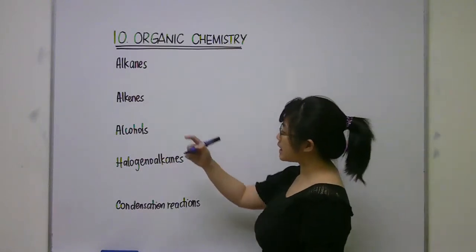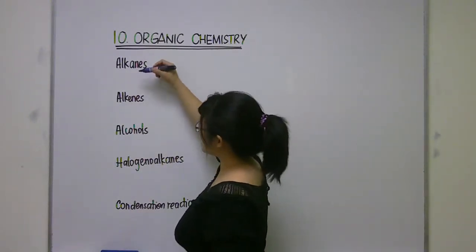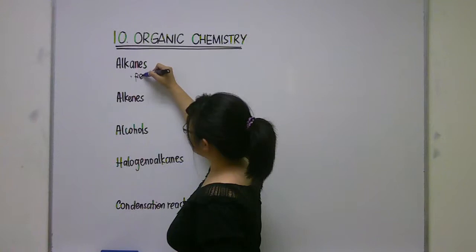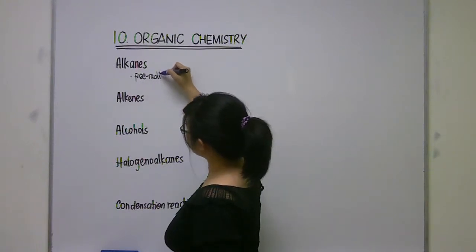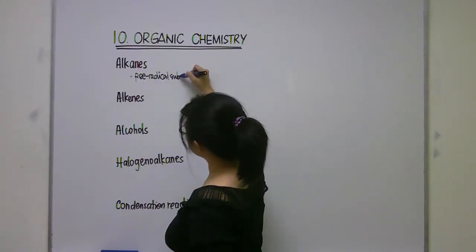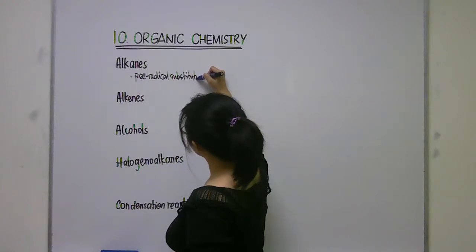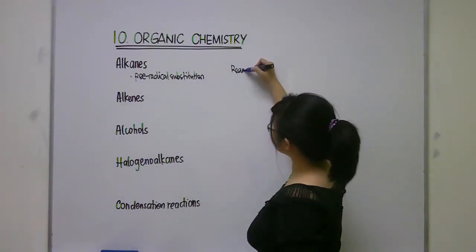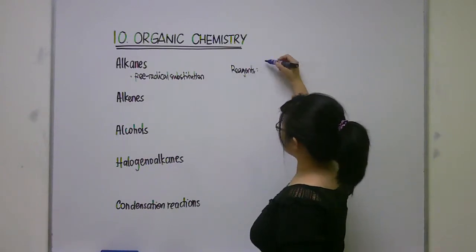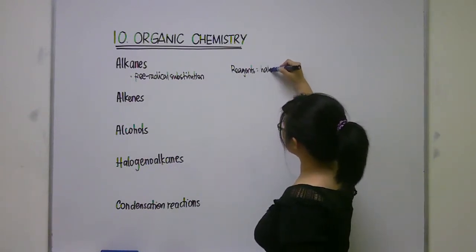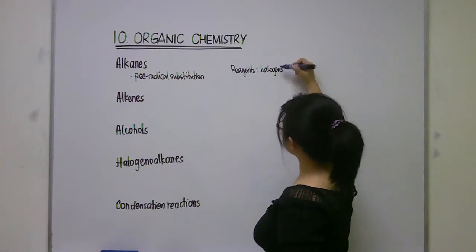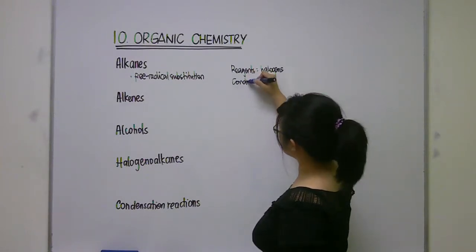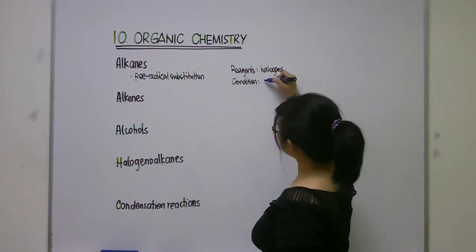You also need to explain about the specific reactions that they undergo. So for example, alkanes. When we're teaching about alkanes, you need to talk about free radical substitution. They need to know the reagents, which are the halogens, and of course the alkane. And then the condition, which is UV light.